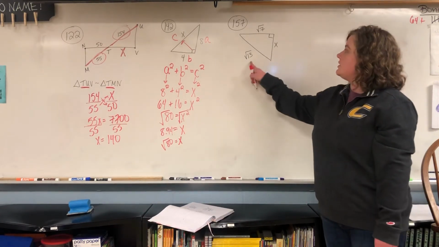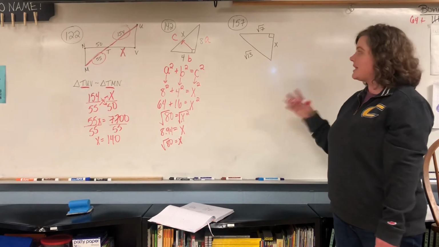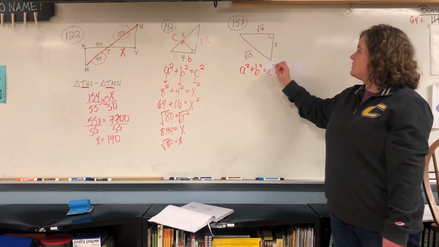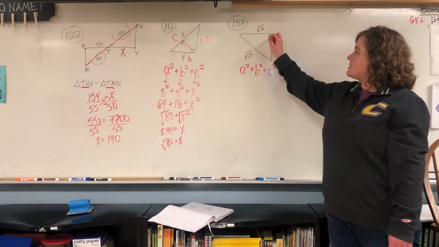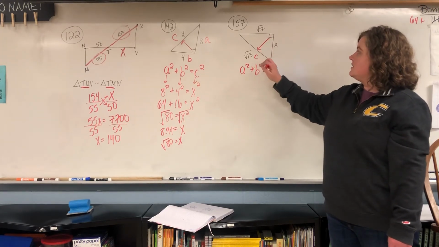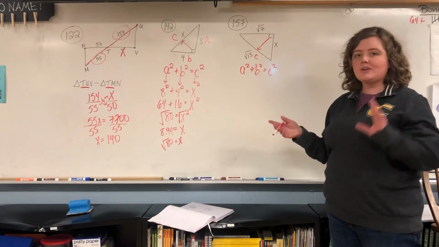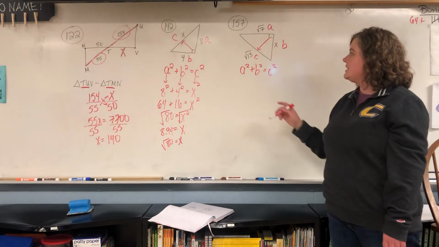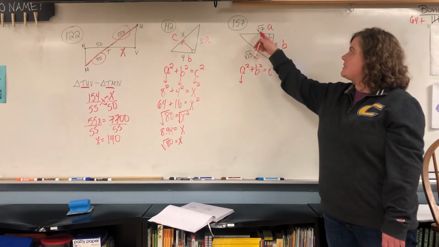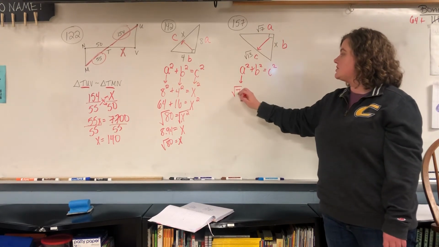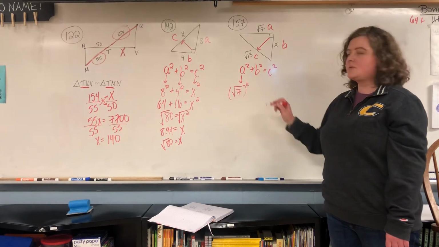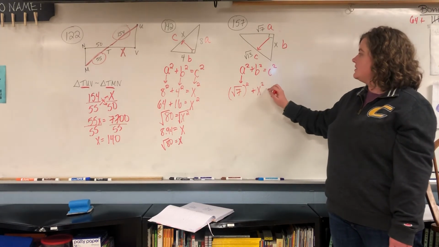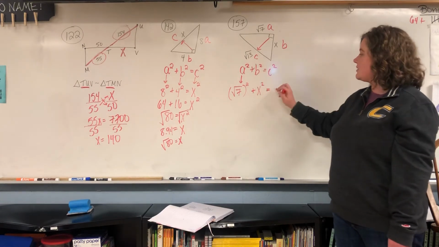Okay, don't let the square roots in the problem throw you off. It's the same thing, okay? So you have A squared plus B squared equals C squared, okay? So side across from the 90 is your C, and then these two, it really doesn't matter which one you call A and B. So you have A and you have B, all right? So my A is going to be the square root of 7, so you're going to do square root of 7 squared plus, my B was X, so X squared equals, and the C is the square root of 13.